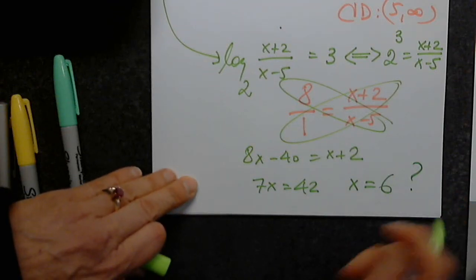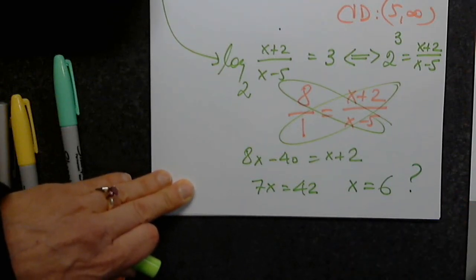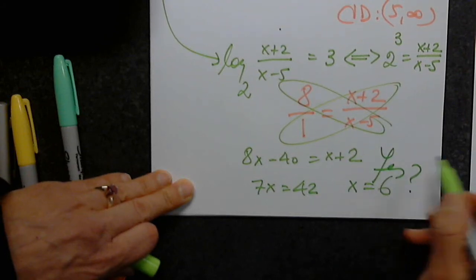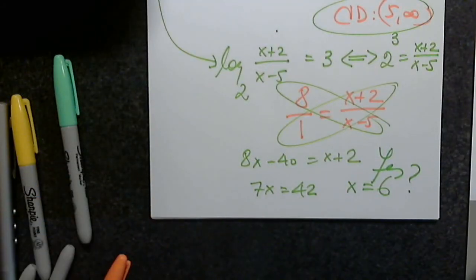with a question mark. Is it a yes or a no? Yes. It is a yes, because of this. I don't have to go back and check. It is a yes, because 6 is greater than 5. Any questions from me?